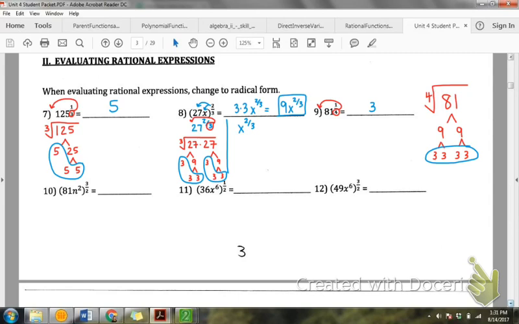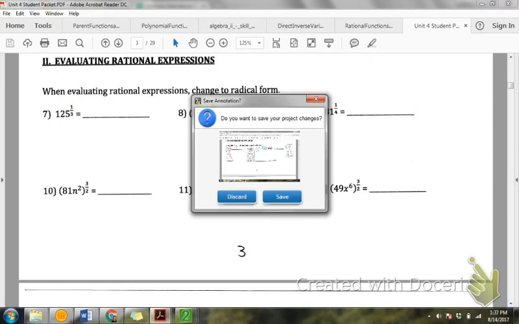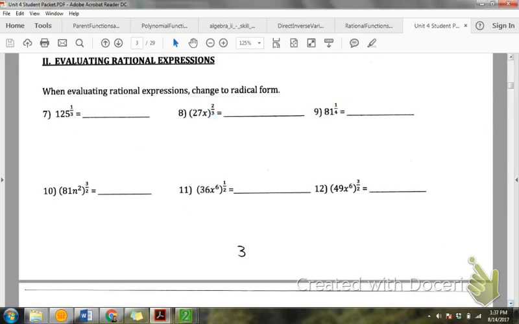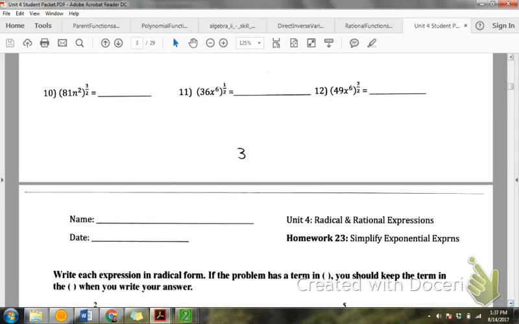Questions so far? Okay, let's try number 10 like we did number 8. So we're going to split it apart. We're going to do just the coefficient first, and then we're going to worry about the variable.